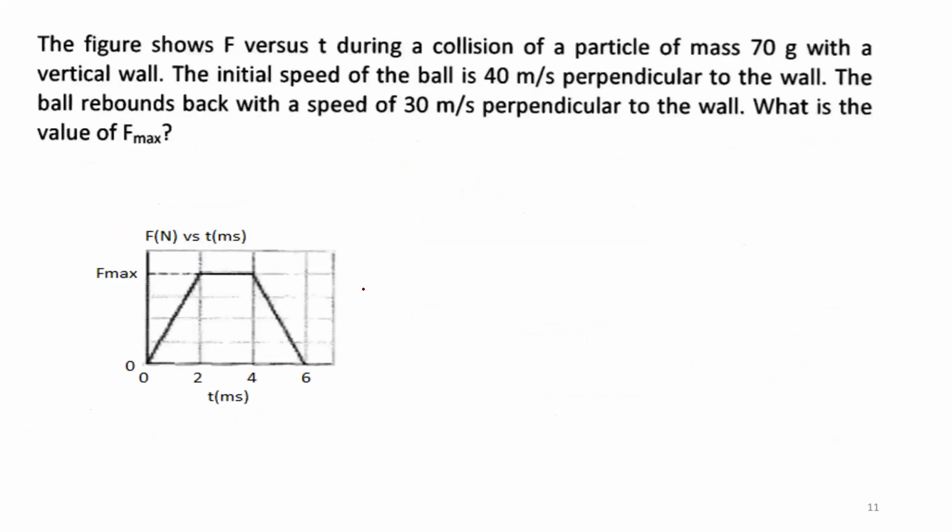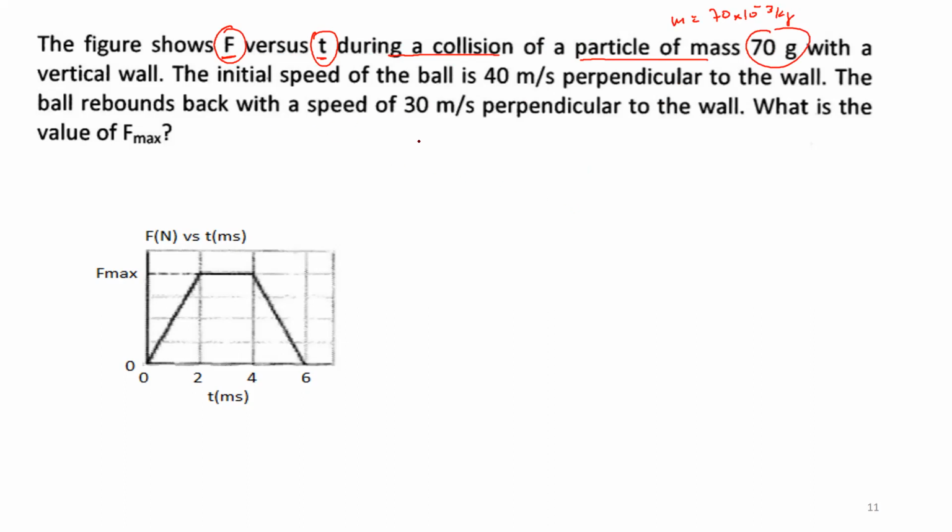Let me go to this problem here. So the figure here shows F versus T. I give you the force versus time during a collision. So I give you how the collision force is varying in time during a collision between a particle of mass m, and I give you the mass of the particle is 7 times 10 to the power minus 3 kilogram. Okay, so this is the mass of my particle.